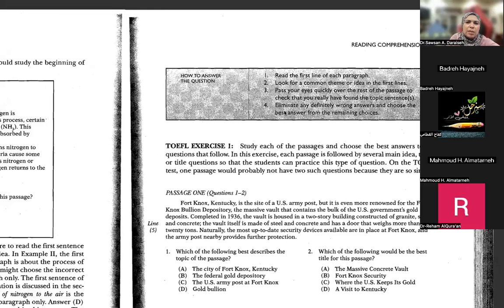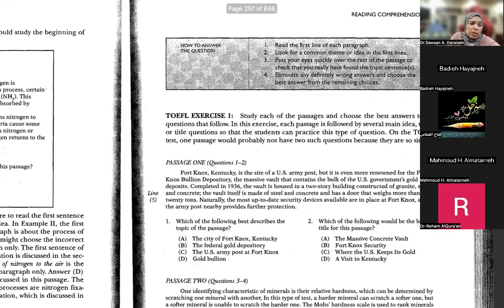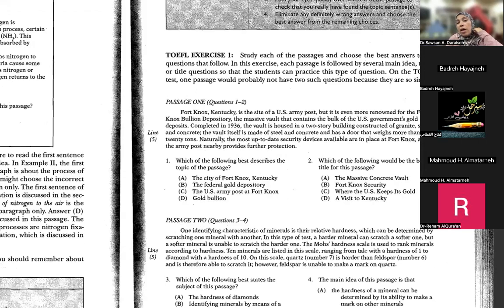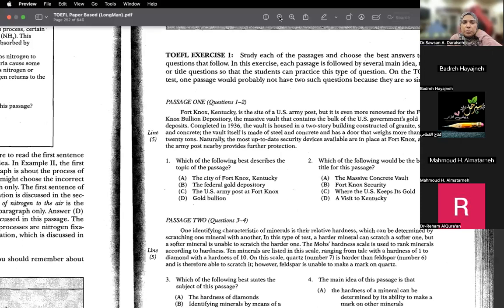Eliminate means say no, no, no to the wrong answers and choose the best answer from the remaining choices. So this is what we used to do. We would eliminate, saying, oh, this doesn't work because this is only about the first paragraph. This doesn't work because it's only about the second paragraph. No, we want to find an option that discusses both paragraphs. That's what we wanted to do every time, right?